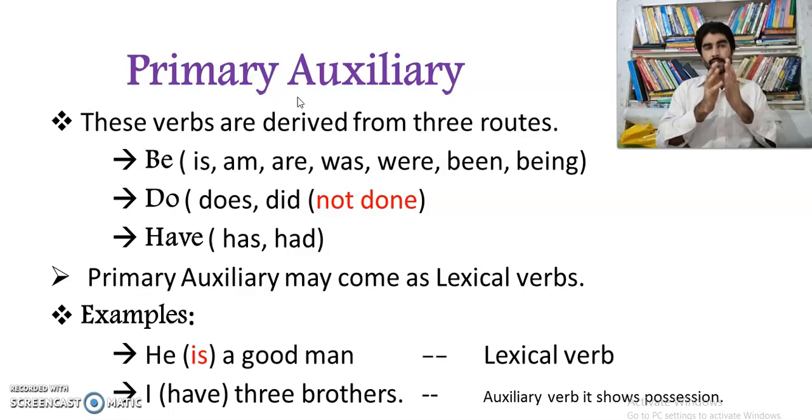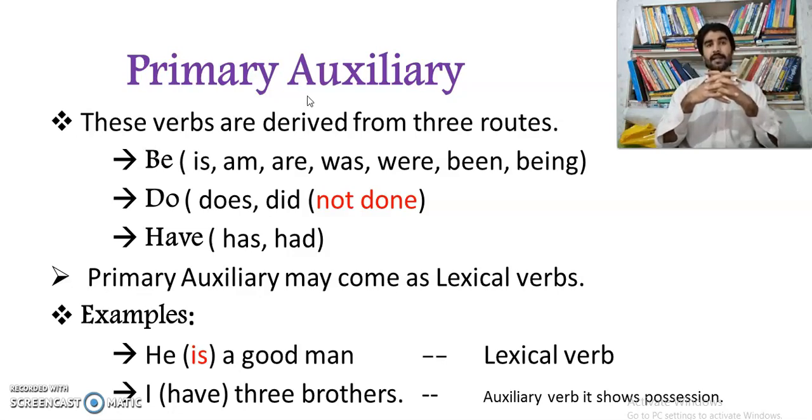These verbs are derived from three roots. We have three main root words, and these are primary auxiliaries, and we also call them helping verbs. From be we have derived is, am, are, was, were, been, and being. These all words have been derived from be, and we have do, does, did, but not done. If you say that done is also included, then it will become a lexical verb, not primary auxiliary. So remember that do, does, and did are primary auxiliary verbs, and done is not included in this list. And we have have, has, and had. These are also primary auxiliary verbs.